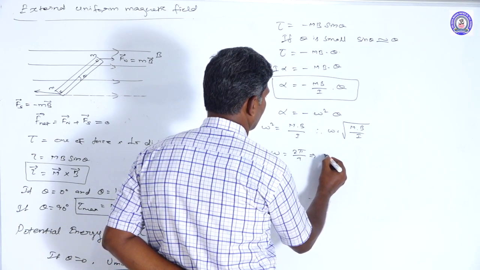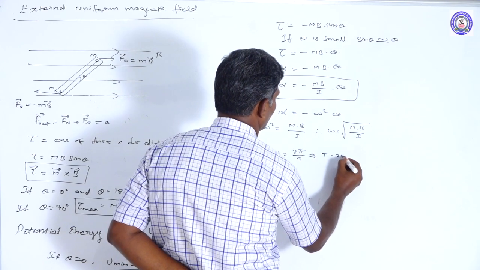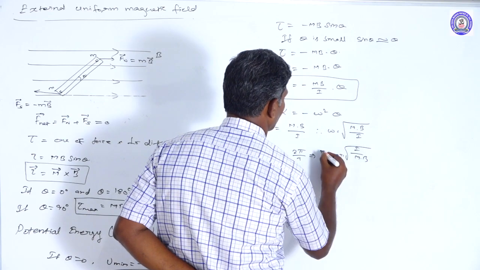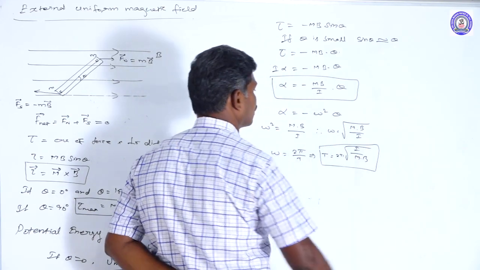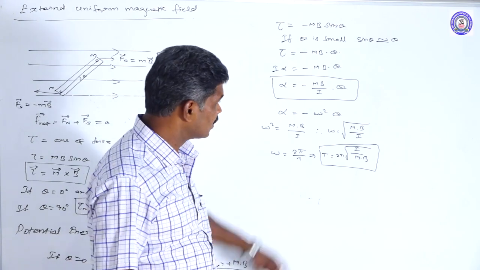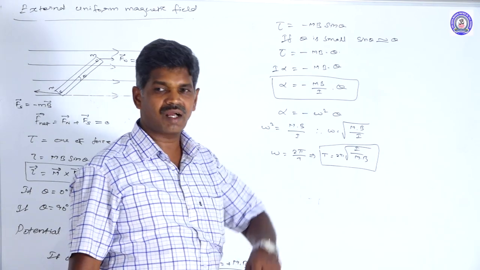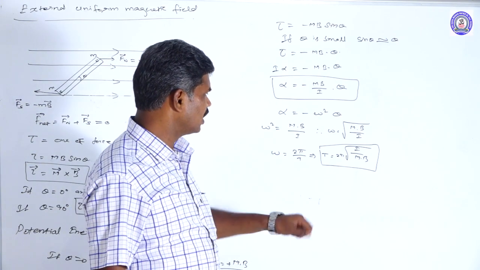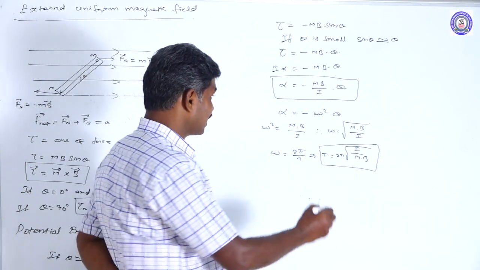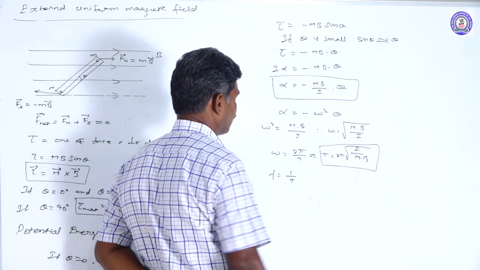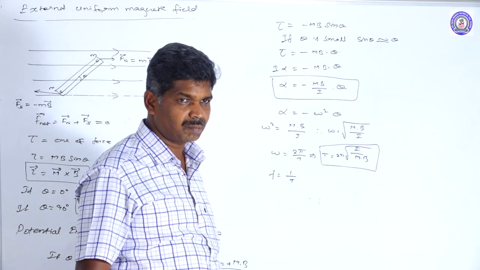From that we can take T is equal to 2π root of I by mB, which is the formula for the time period of an oscillating magnet in an external magnetic field. Omega is the angular frequency. Then we also have a linear frequency, which we can relate to the time period. f is equal to 1 by T. Frequency is equal to the reciprocal of the time period.